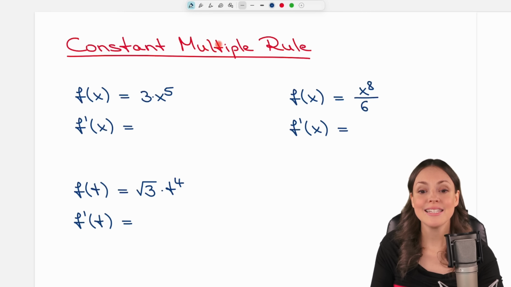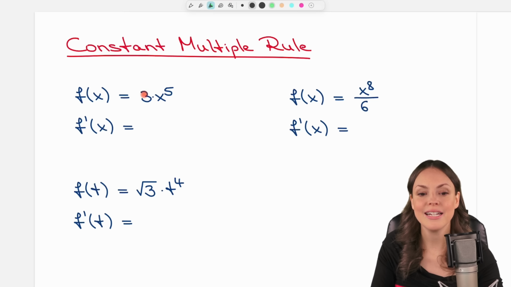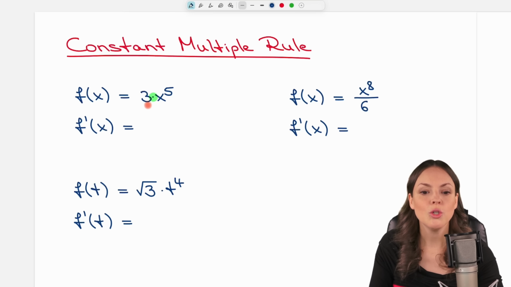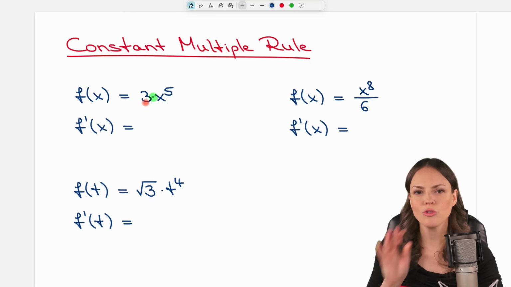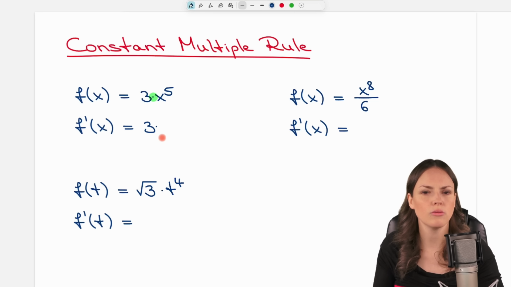Okay, next rule, constant multiple rule. This time we have x to the power of 5 here, so we now know how to differentiate this, but there is a 3 times in front of my power here. And every time you have a constant multiple or a factor in front of your function, the rule says you just keep this factor. You don't change anything. So if you have 3 times, then you just keep the 3 times. Also an easy rule.